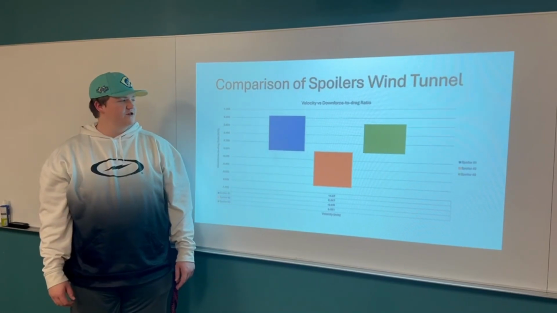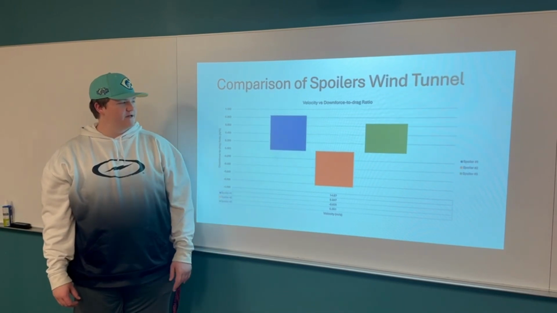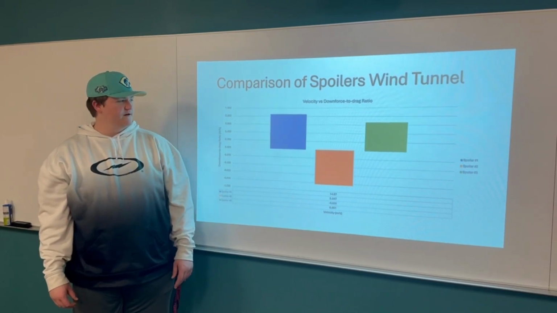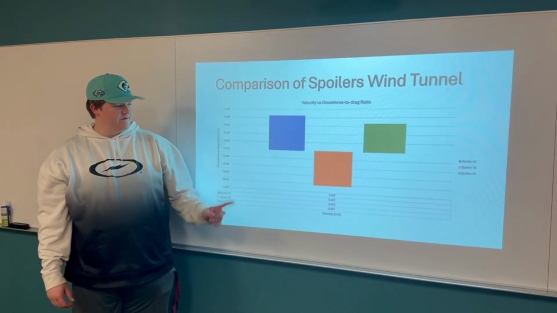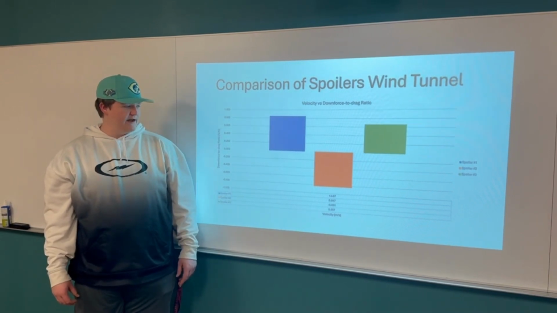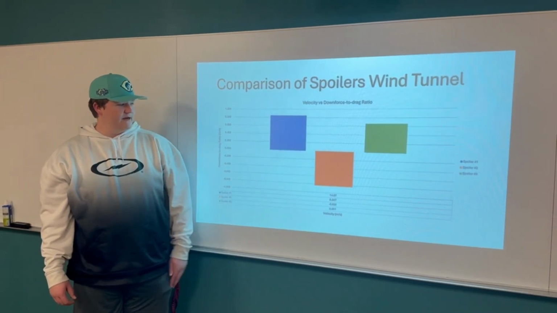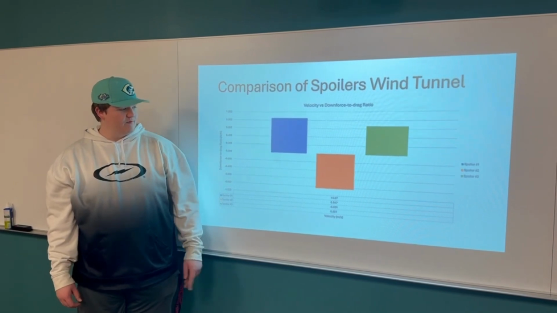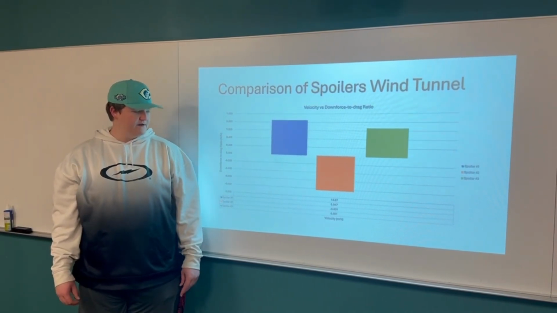This graph shows the comparison of the downforce to drag ratio for each spoiler in the wind tunnel testing. For the blue, we have Haley, the orange is Ben, and the green one is Ryan. As you can see from this, Haley's spoiler won, with Ryan finishing second and Ben in last.